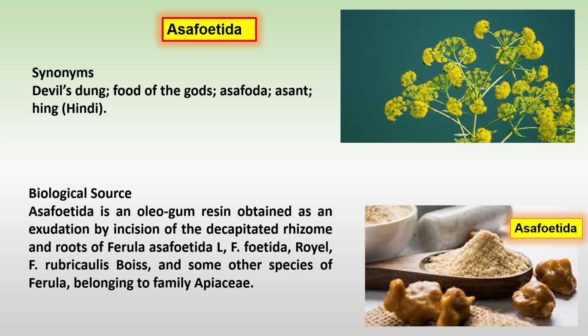Biological source: Asafoetida is an oleogum resin obtained as an exudation by incision of the decapitated rhizome and roots of Ferula asafoetida. This is the species which you want to remember. Ferula asafoetida, Linn. L is the scientist name. But there are many other species also. Ferula foetida, Royle is the scientist. Ferula rubricaulis, Boiss is the scientist name. And some other species of Ferula belonging to the family Apiaceae. Family Apiaceae, not Umbelliferae. It is Apiaceae, you should remember.